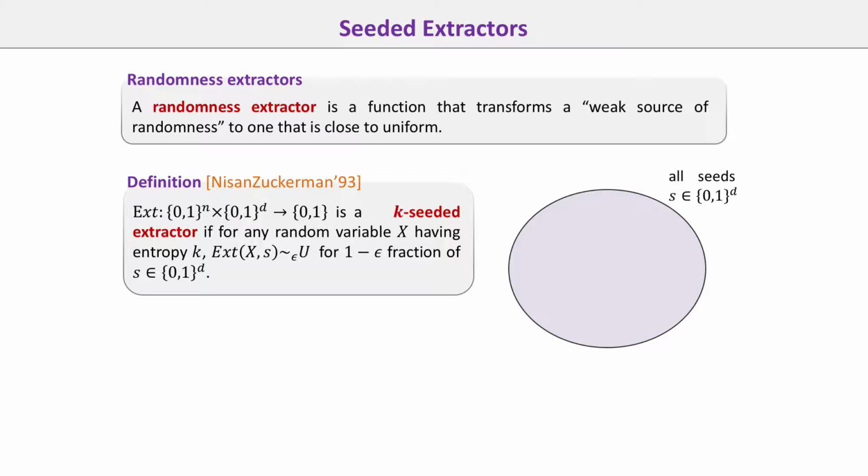This function is called a k-seeded extractor for this parameter k if for any random variable X that has at least entropy k, you look at the output of the extractor when the randomness is coming from X and the seed is fixed to some little s, some d-bit string. This is a new random variable, and it is close to uniform in statistical distance for most values of s, for a 1 minus epsilon fraction of choices.